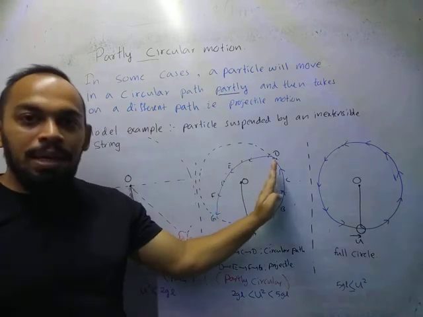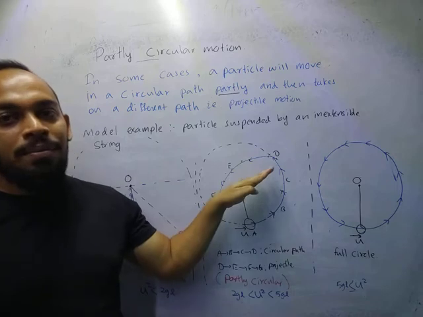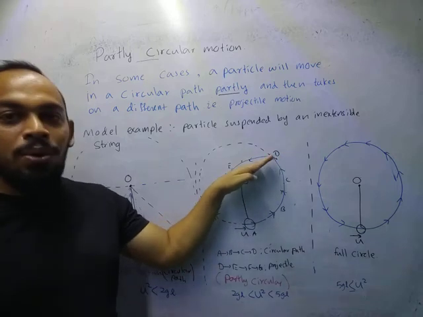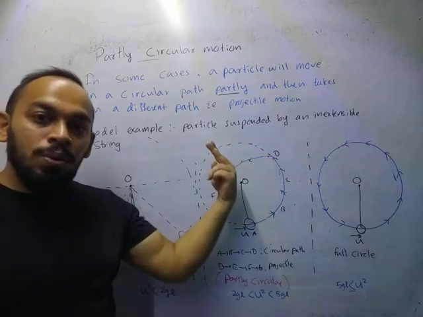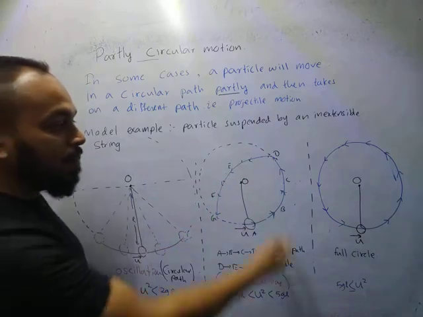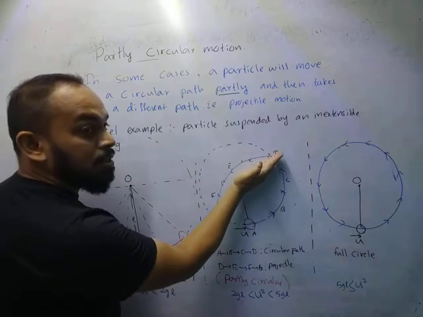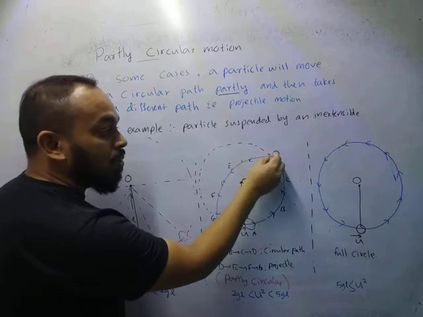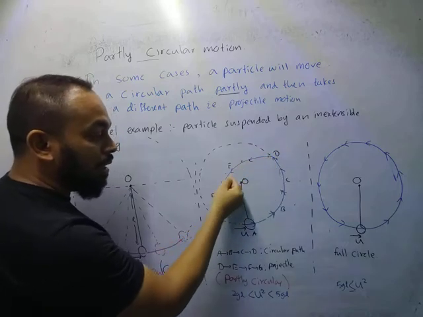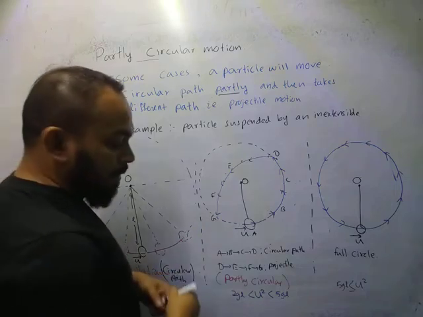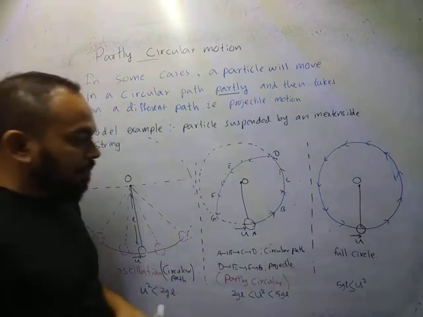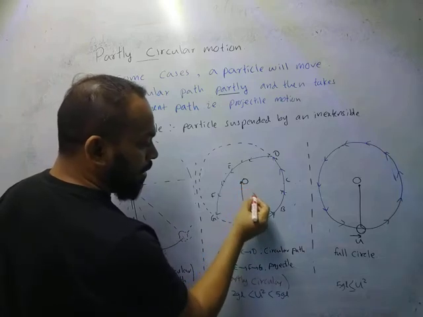So there will be a component of gravity, but you know that that is not always directed towards the center. Gravity will always be directed towards the earth. So what happens is that when tension is zero, the particle will take on a projectile motion, right?